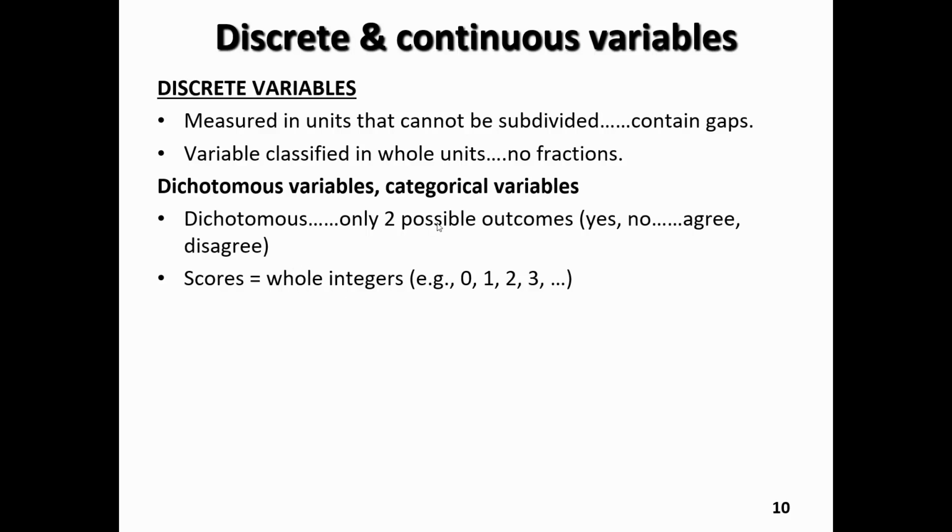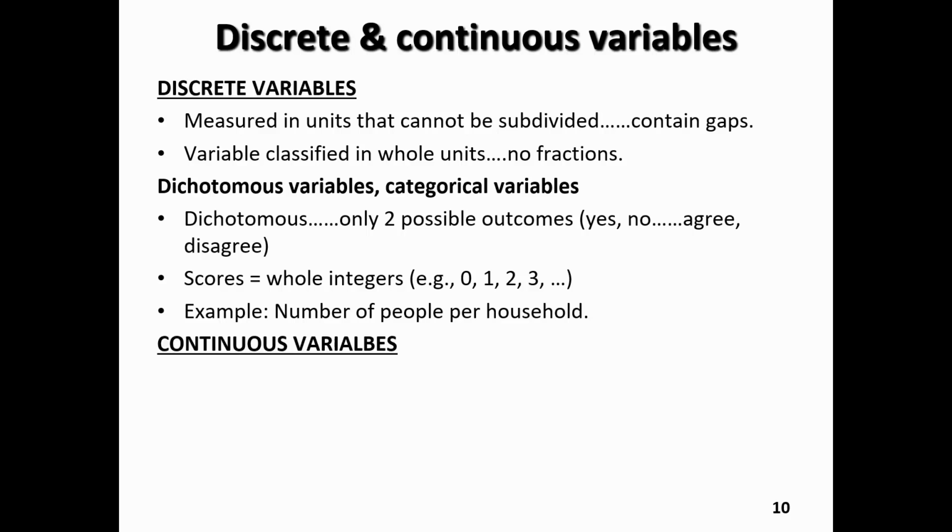Scores can take on more than two possible outcomes, and so the whole integers such as 0, an observation could be assigned a score of 1, a different observation could be assigned a score of 2, 3, and so forth. And so that still meets the classification of being a categorical variable. One example of a categorical variable might be the number of people per household that we would not define in fractional units. So there are 2 people in a household, 3 or 4, but we don't have 3.5.